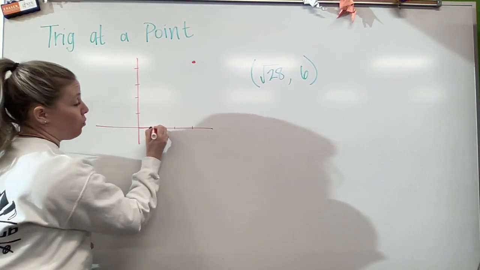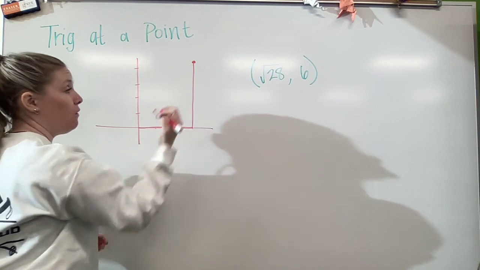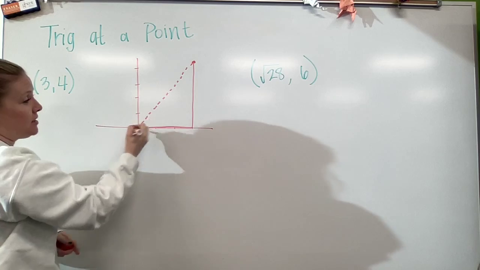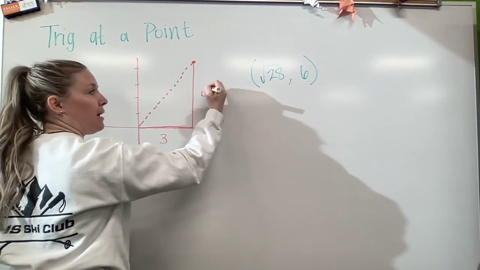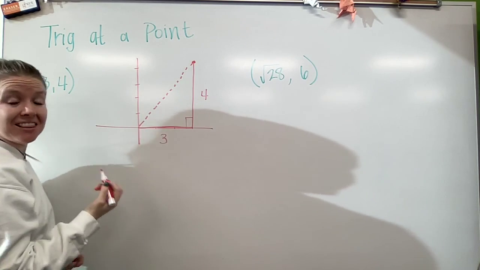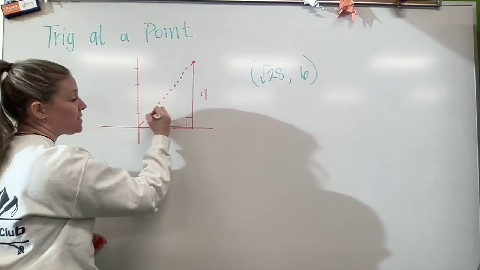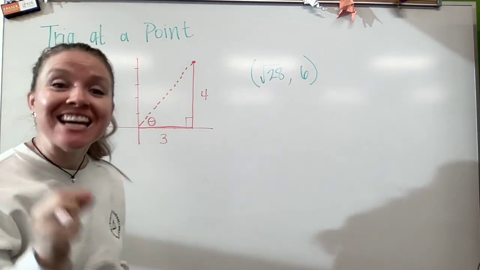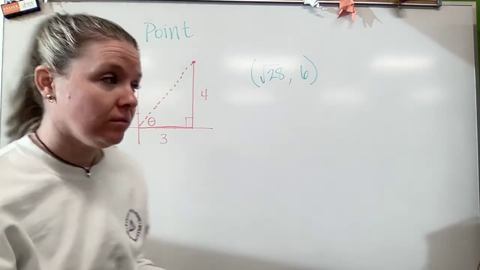So if I'm going to go right 3, and I'm going to go up 4, I just created this nice right triangle where my base is 3, my height is 4, I've got my 90-degree angle, and the theta that we're going to use for our trig is always going to be connected to the vertex, or the origin. The vertex is at the origin. So we're always going to create this nice right triangle.